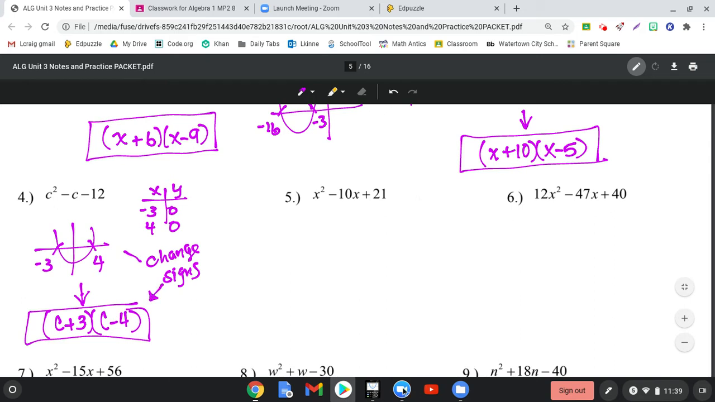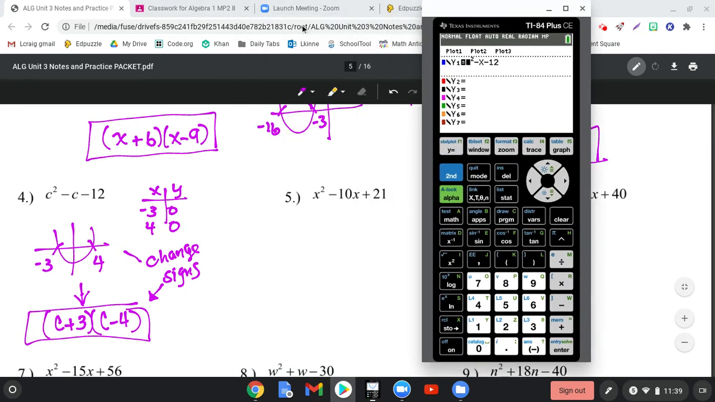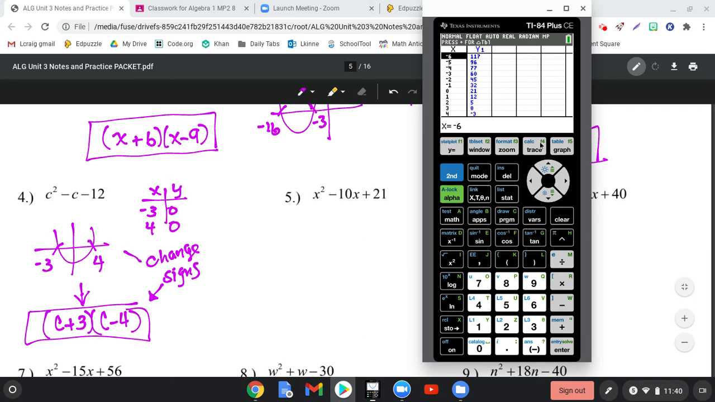All right, let's do one more like that. Y equals x squared minus 10x plus 21. You really got to get used to using that calculator. I'm going to use it a lot this year. Oops, so if you looked at the table, I see a 0 is 3, so I bet it's 7, because 3 times 7 is 21. Yep. On the graph, 3 and 7.